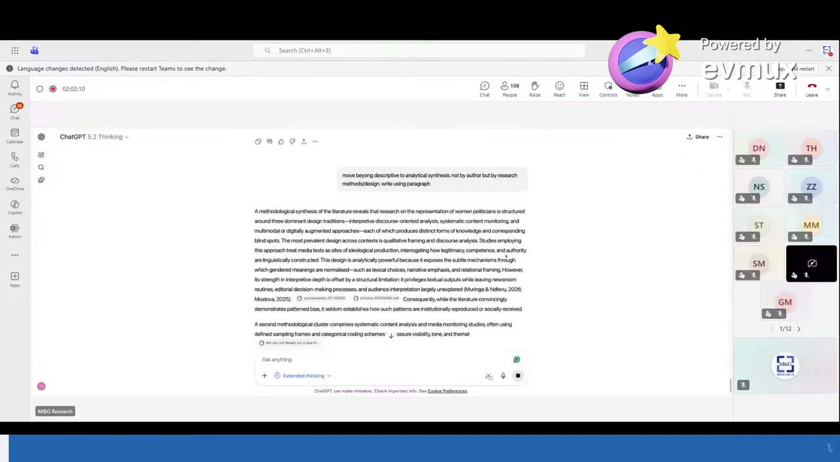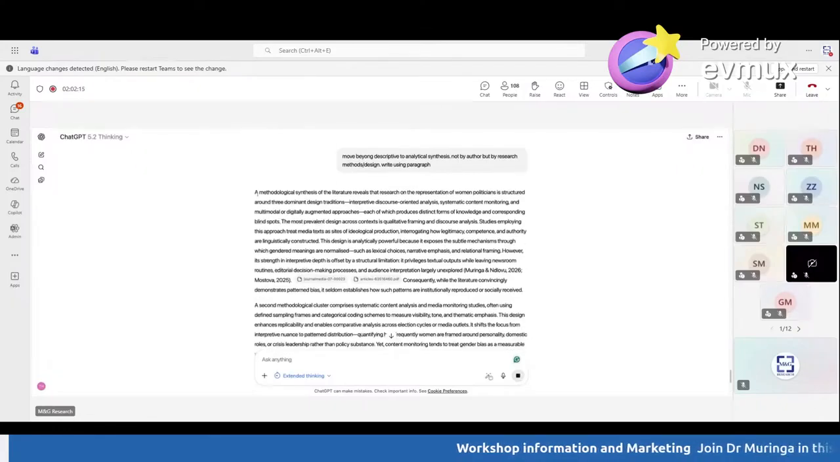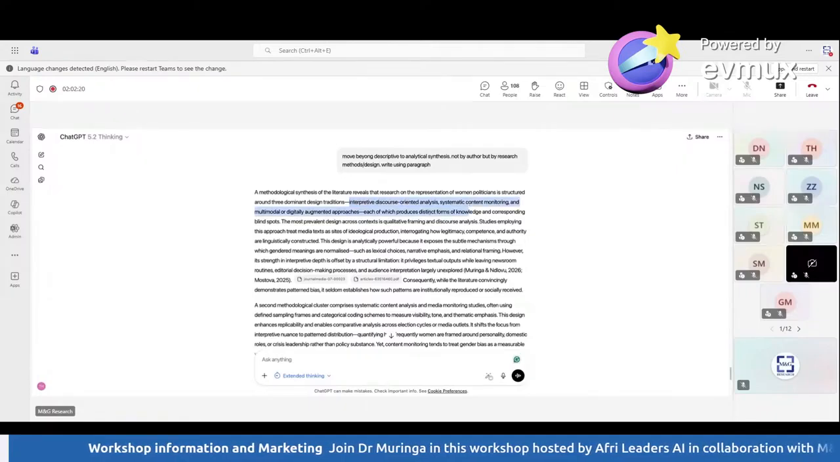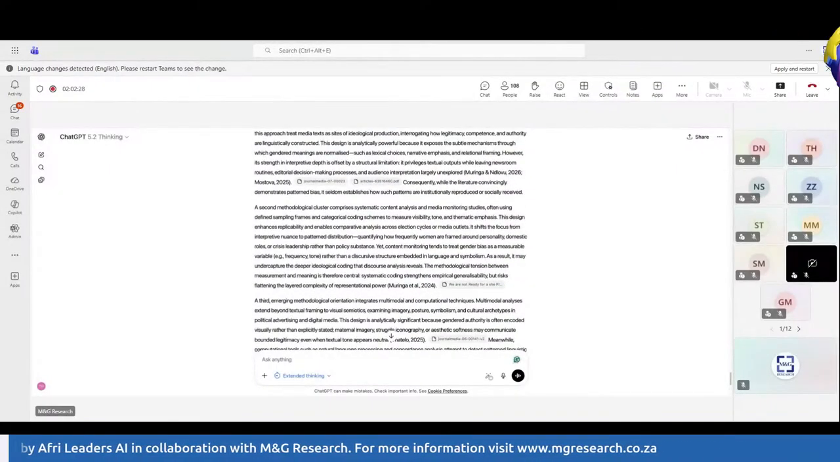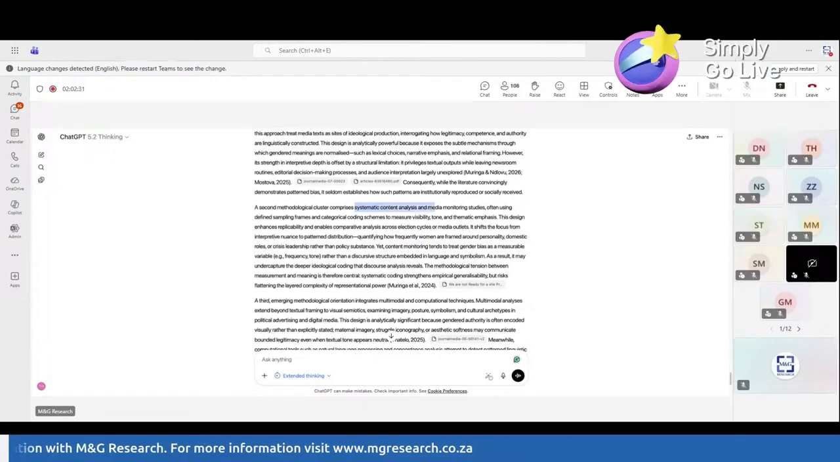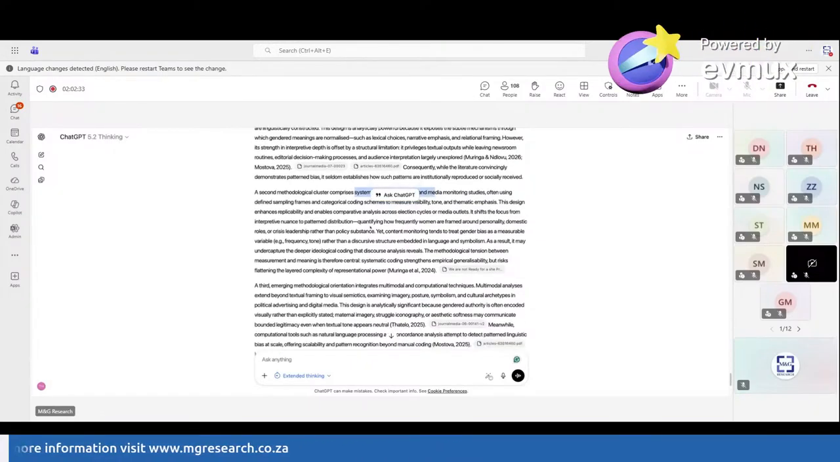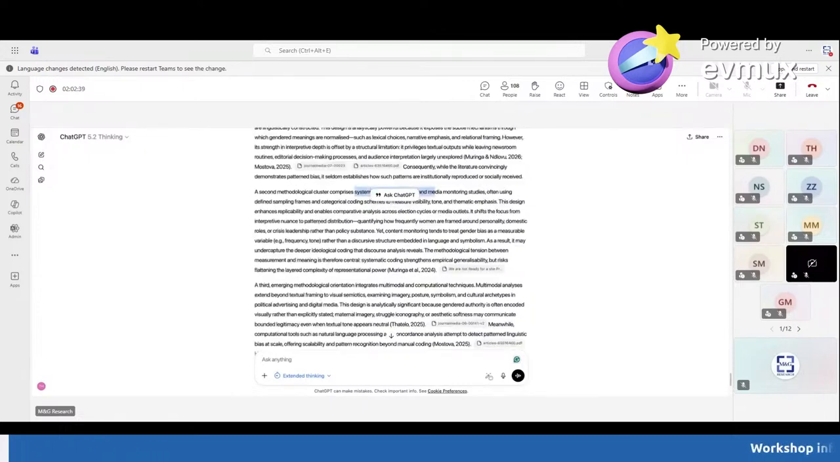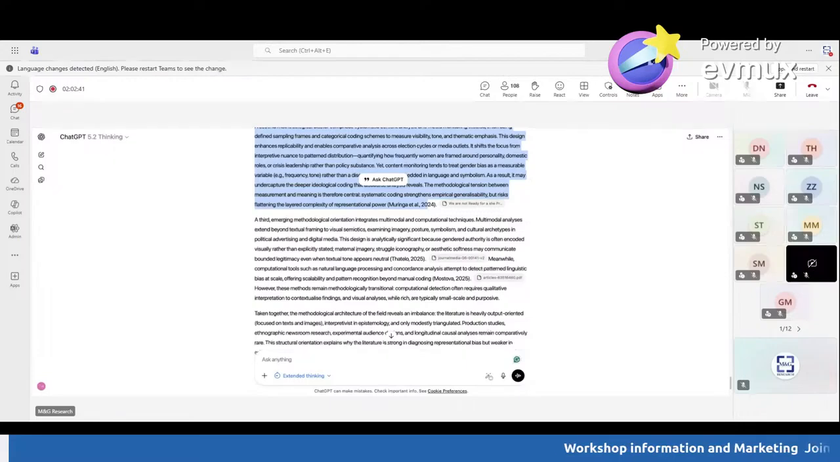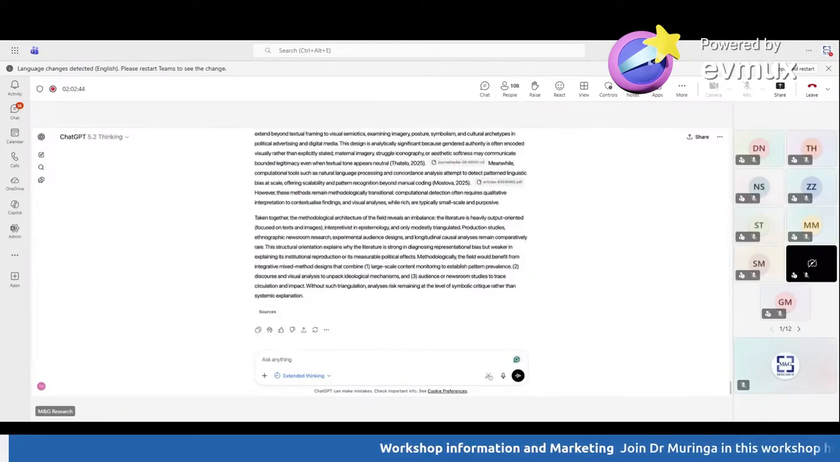So now this section here is very beautiful. I love it because it says a methodological synthesis of the literature. This is our topic sentence, but it says interpretive discourse-oriented content monitoring and multimodal approaches. These are the common ones. Then here it begins to look at the cluster, methodological cluster, looking at systematic content analysis, right? These are the studies that look at systematic content analysis, right? But you would find that there's not enough citations here. We're going to need to say it must be densely cited, but taken together, the methodological architecture of the field, this is beautiful, right?